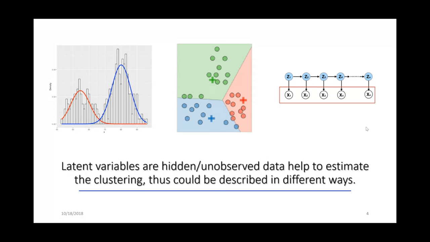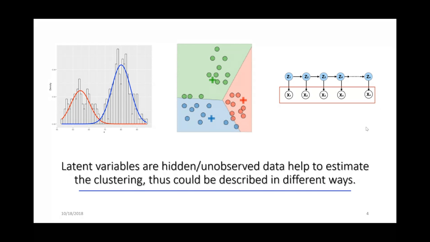Okay, and also, does anyone know the previous two names of the models? I think the second one should be the easiest one. We just mentioned that. Yes, KNN, or k-means.